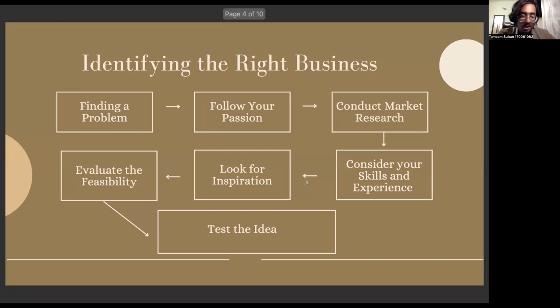Then test the idea. Before investing significant resources into the new business idea, consider testing the idea on a smaller scale. This can help you identify potential challenges and refine your business model before launching on a larger scale, to reduce the damages.